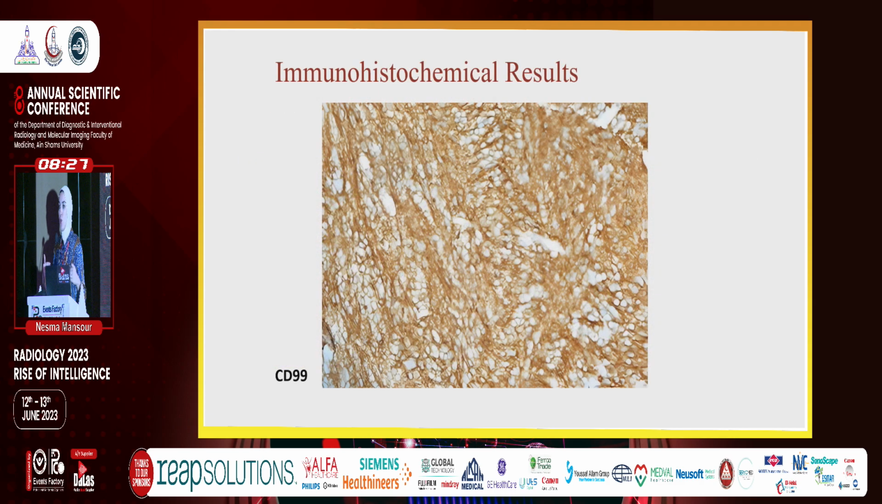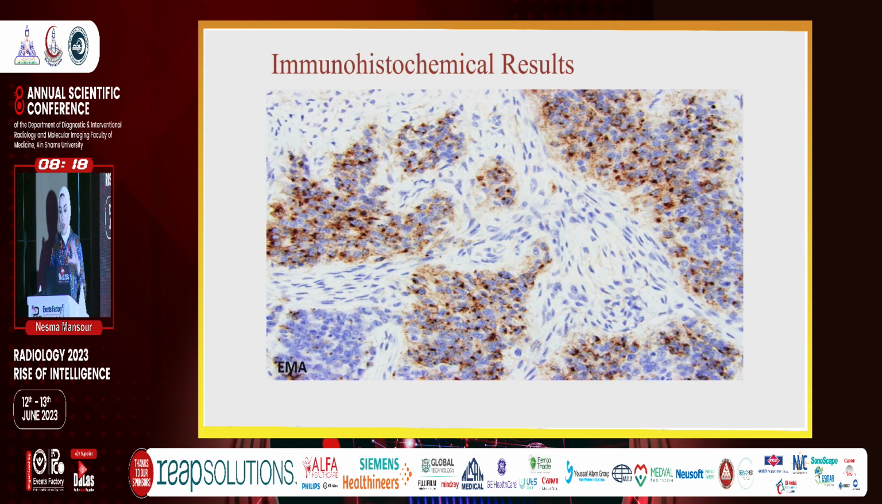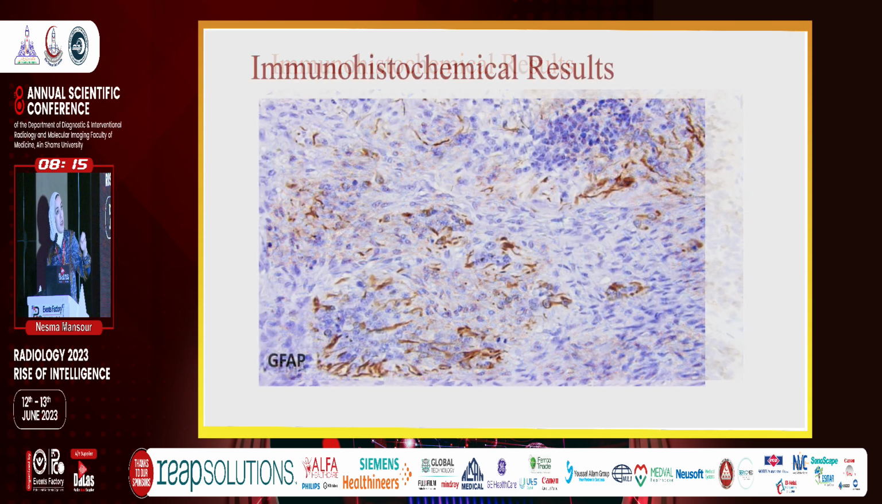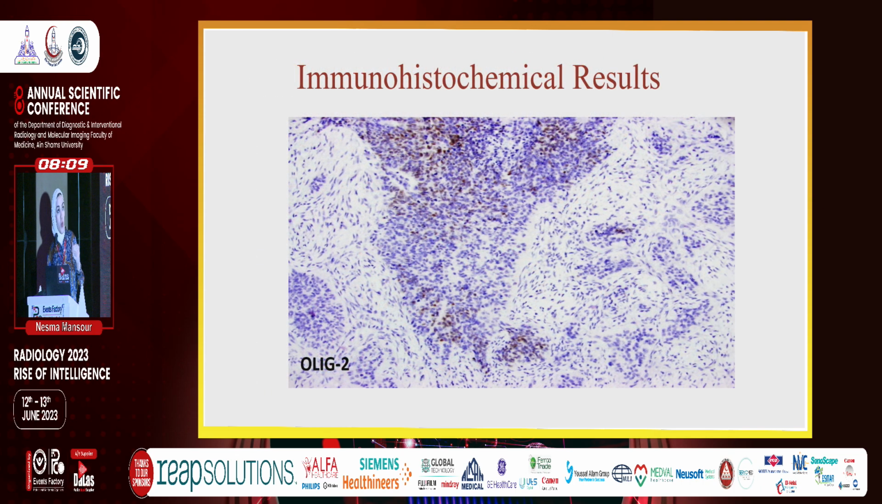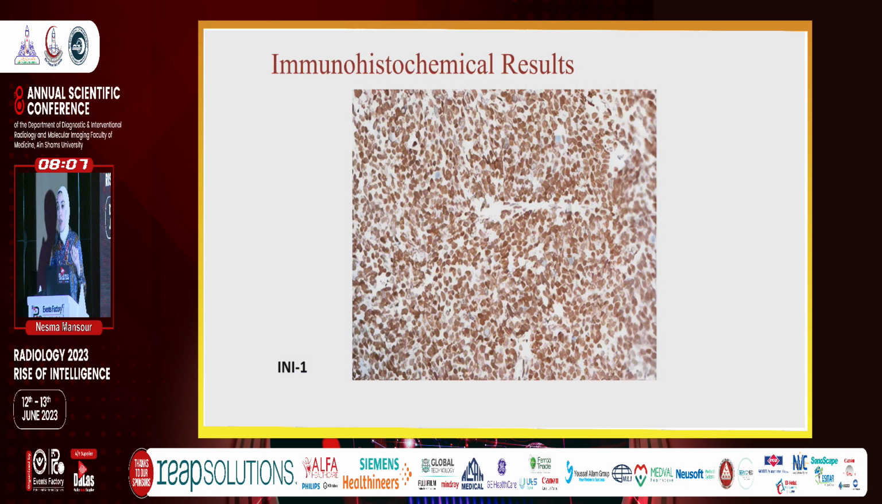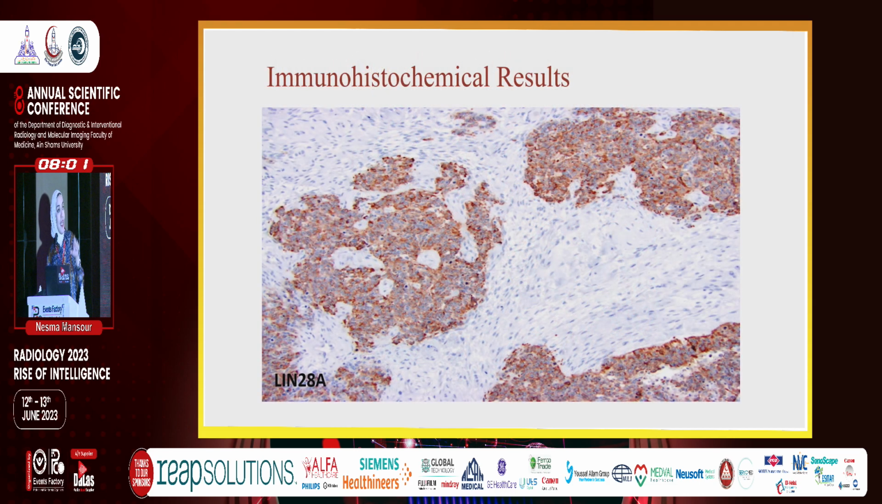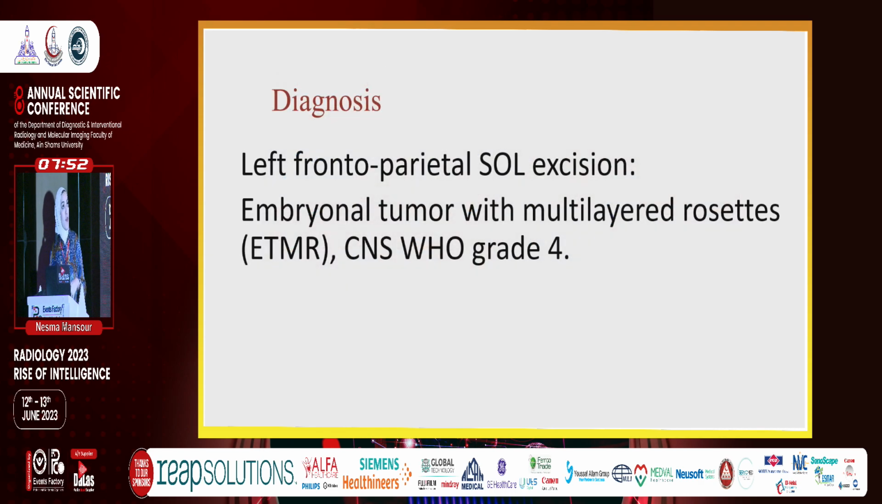An immunohistochemical panel was done to start ruling out our differential diagnosis. CD99 showed strong membranous positivity. Both EMA and GFAP were focally positive in the neoplastic cells. OLIG2 was negative. INI1 was retained, which is a negative result here. And we have LIN28A, which was diffusely strongly positive, highlighting our multi-layered rosettes. So we have a case of embryonal tumor with multi-layered rosettes, or ETMR. It's a CNS WHO grade 4.